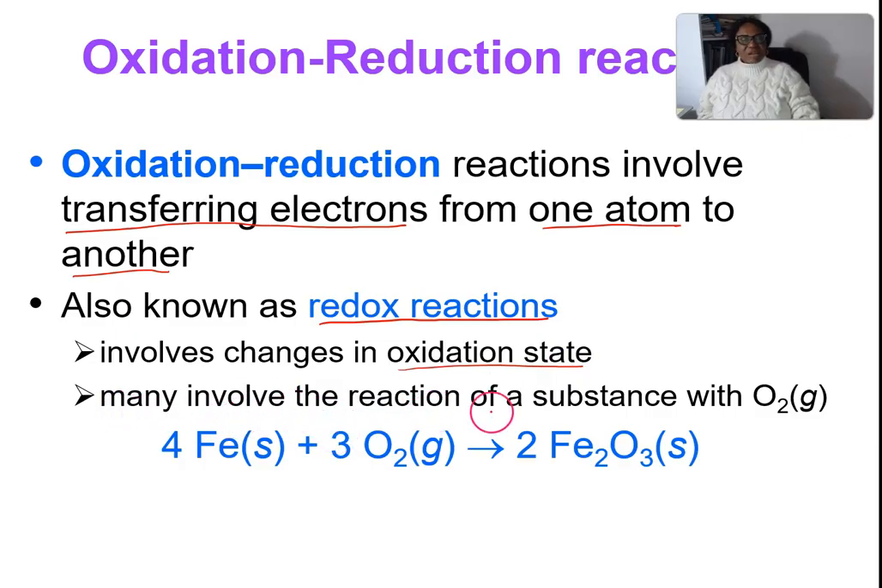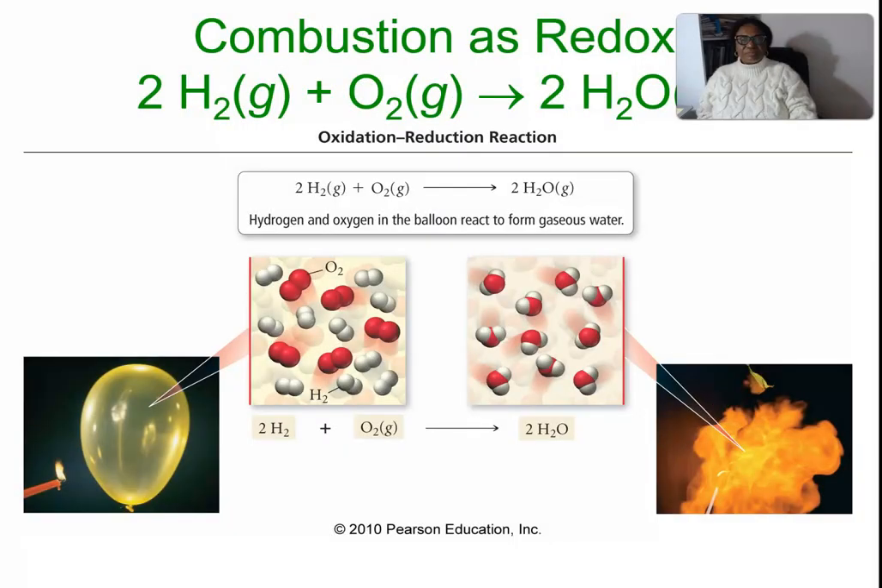Many involve the reaction of a substance with oxygen. For example, formation of rust. This is an oxidation reduction reaction. Combustion also is an oxidation reduction reaction. For example, if you burn hydrogen, it reacts with oxygen to form water. This is an oxidation reduction reaction.